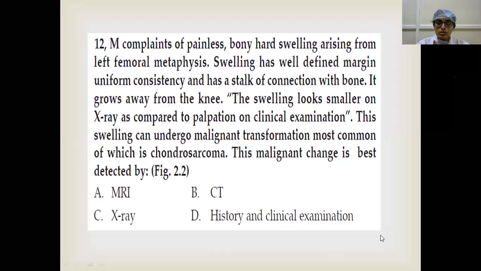So first thing, let me explain it. Because the swelling has a well-defined margin and uniform consistency, it is a benign bone tumor. And then it has a stalk of connection with the bone. So which are the tumors which are pedunculated, from what we have seen till now? And it is growing away from the knee. The tumor which is growing away from the knee.